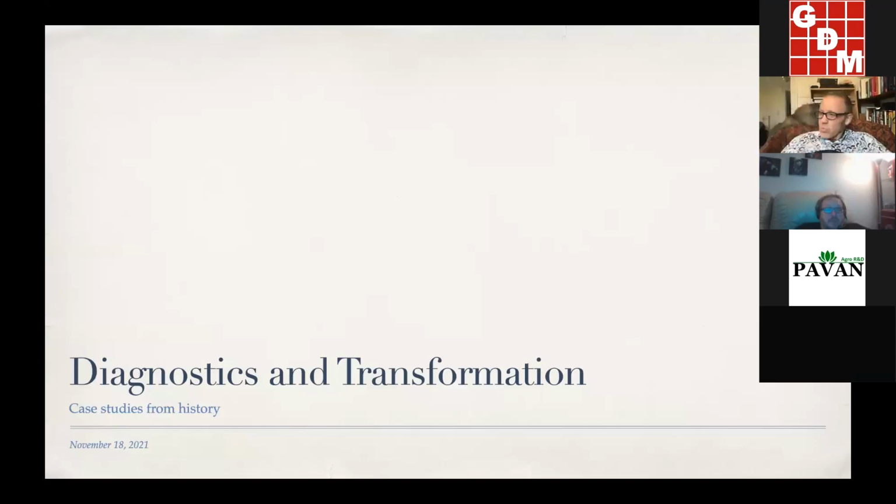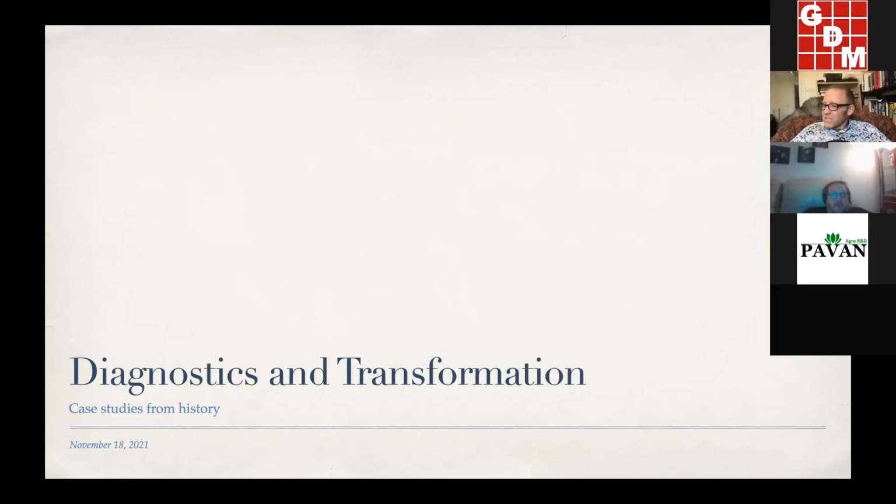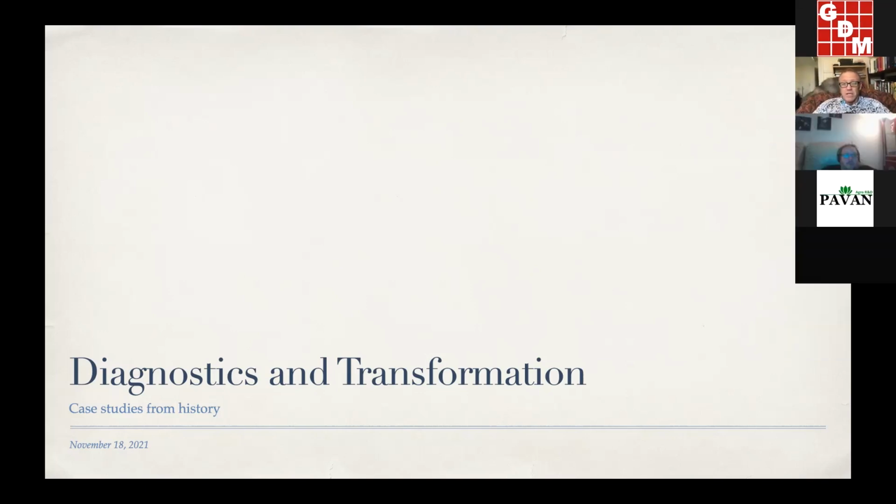So let's take a look at the topic I'm doing for today, diagnostics and transformations. And I like to take a historical view on some of these topics like this, where I go back to some of what was written in the 30s and 40s and the problems that practicing statisticians and agricultural scientists or biometricians were going through as they tried to understand how to use the tools that we take for granted every day.